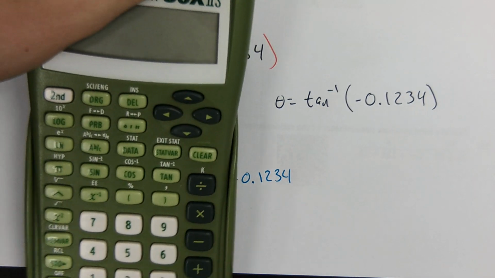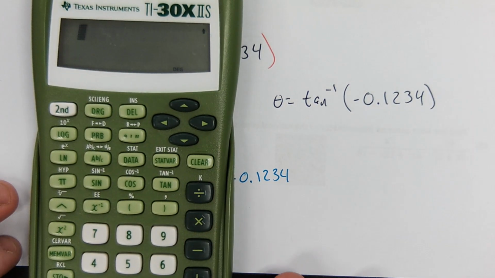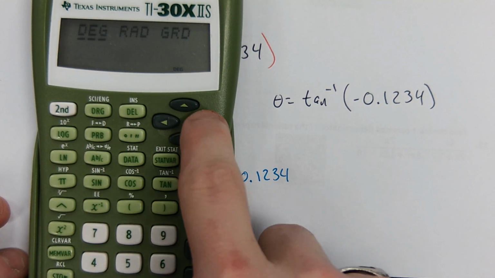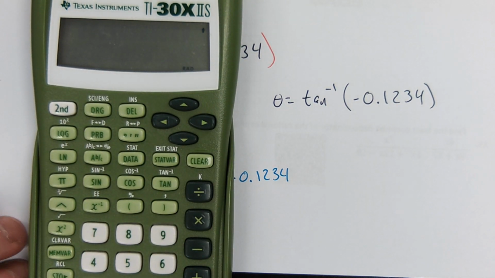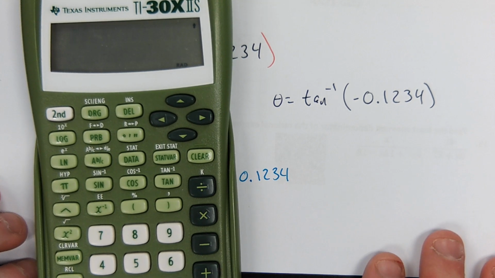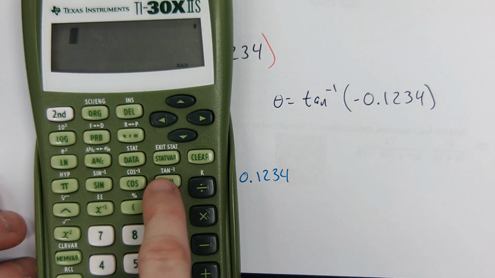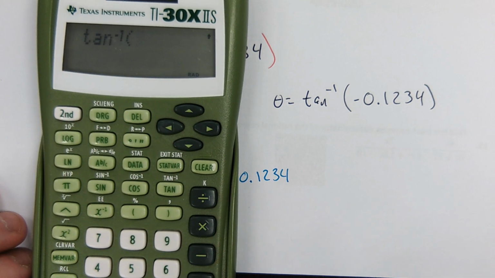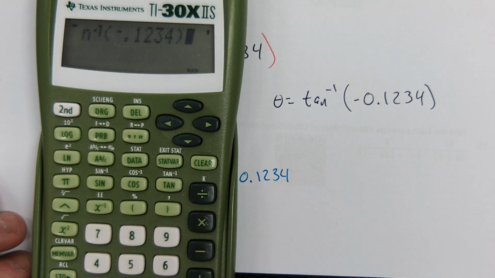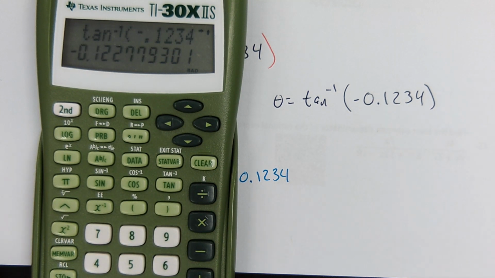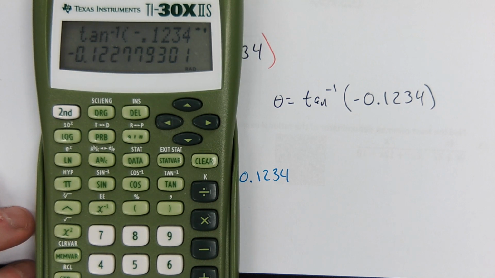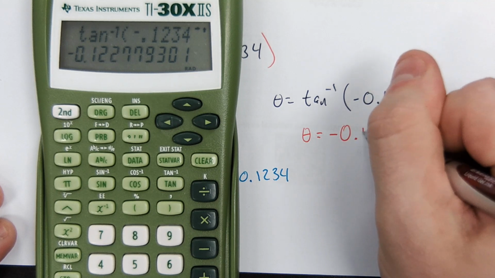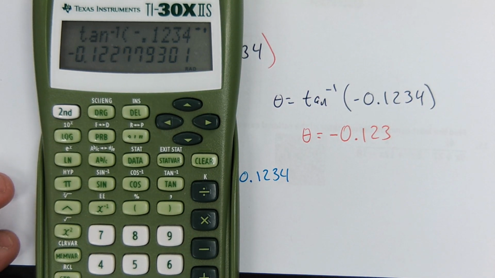I said we're going to do it in radians. Make sure your calculator is in radian mode. Mine is not. My calculator is currently in degree mode. Press DRG, scroll over to radians. There we go. Now we're in the rad mode. Tangent inverse is the white command above tangent. So I do second tangent, and then just negative 0.1234, close your parentheses. It told me that theta was negative 0.123-ish radians.